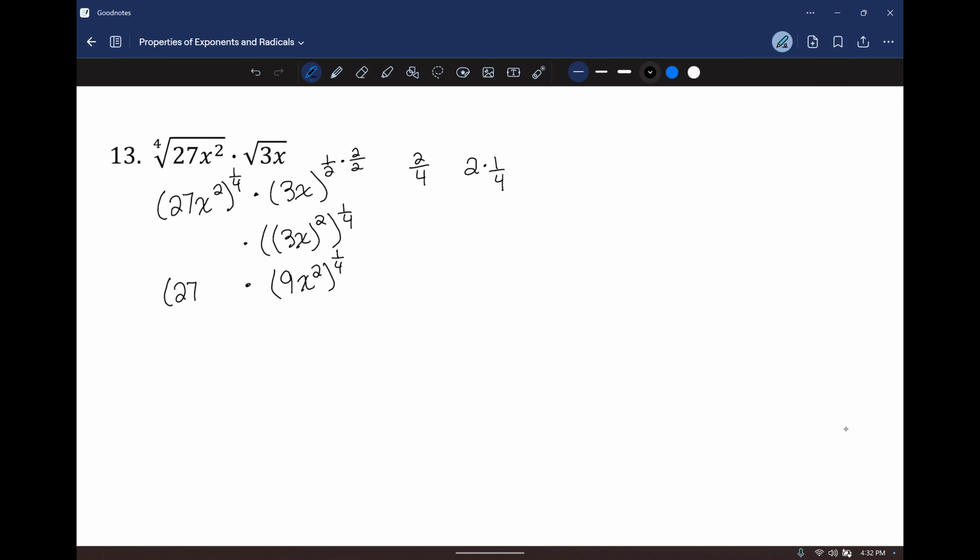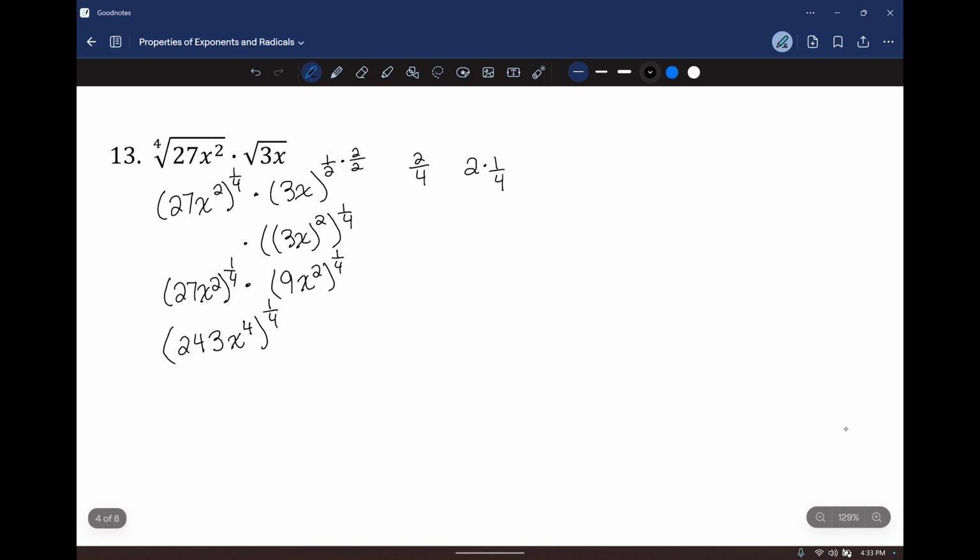And over here I have 27x squared to the 1/4. So now I have a 4th root for both of these. I'm going to take the 27 times the 9. That gives me 243, and x squared times x squared is x to the 4th, and both are being raised to the 1/4 power, which is a 4th root.